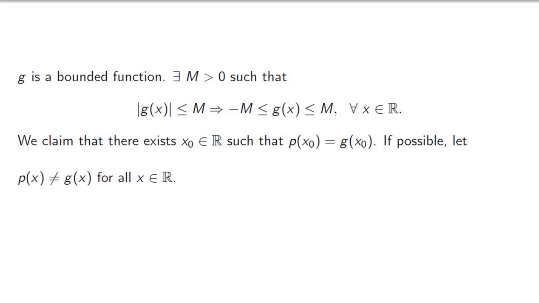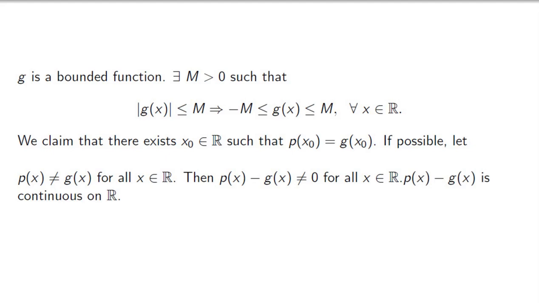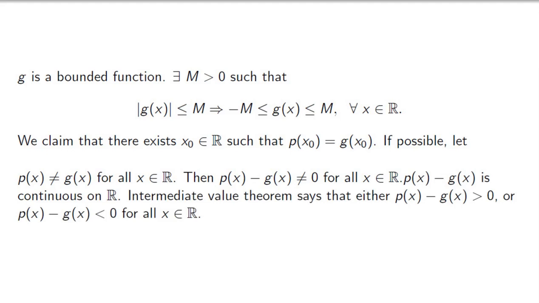So p(x) is not equal to g(x) for all x in R, which is equivalently written as p(x) minus g(x) is not equal to 0 for all x in R. And since p(x) and g(x) are both continuous on R, p(x) minus g(x) is also continuous on R. Now, the intermediate value theorem says that either p(x) minus g(x) is all throughout greater than 0 or all throughout less than 0 for all x in R.